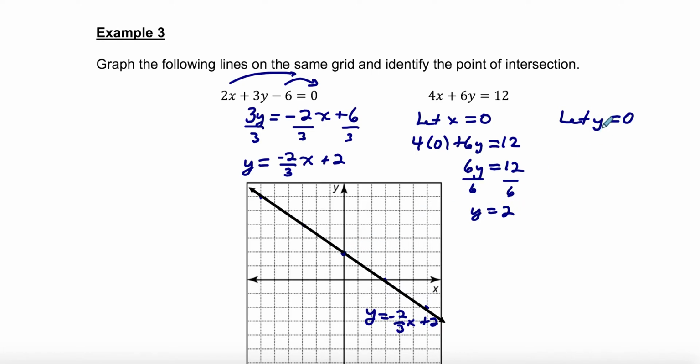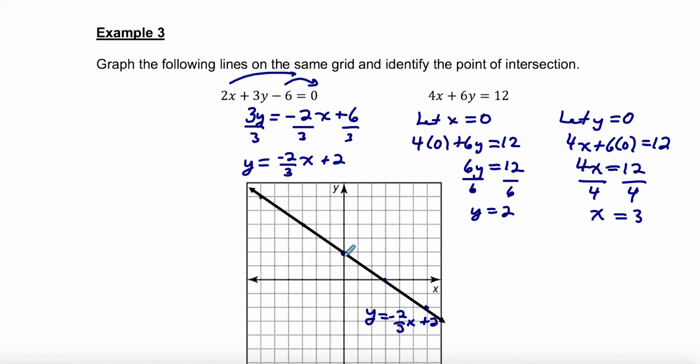And then if I let the y equal 0, I am just left with 4x equals 12, and then divide both sides by 4, and I get x equals 3. So that's just a way to find the two intercepts. You let the x equal 0, let the y equal 0. If the y is 0, then you're going to find the x-intercept. If the x is 0, you're going to find the y-intercept.